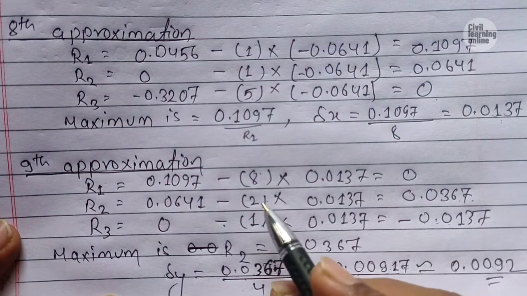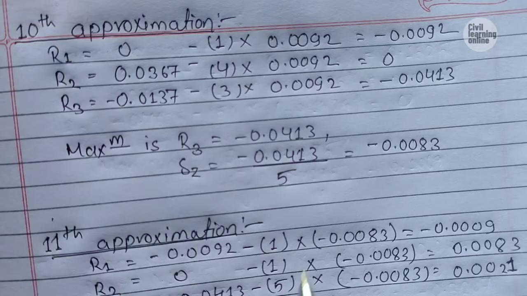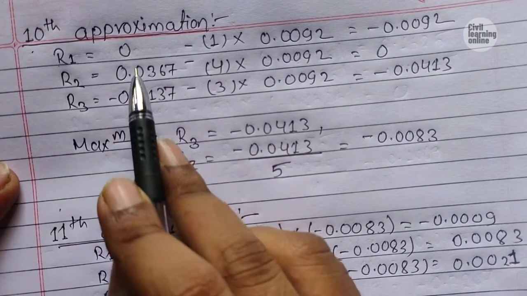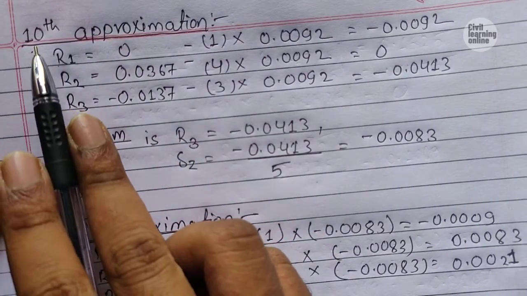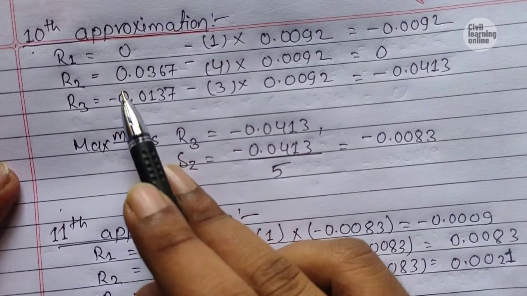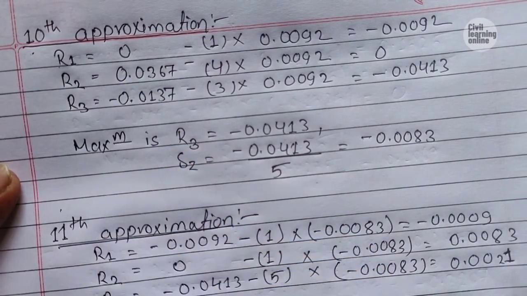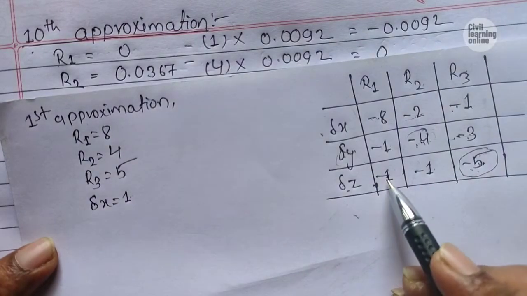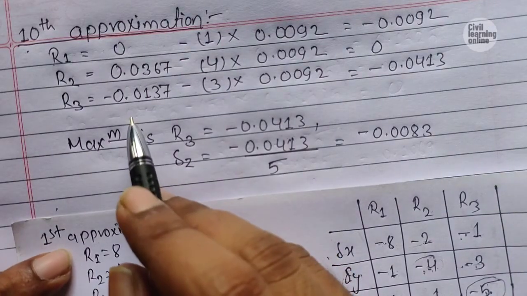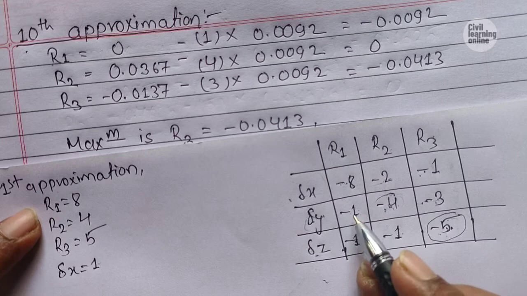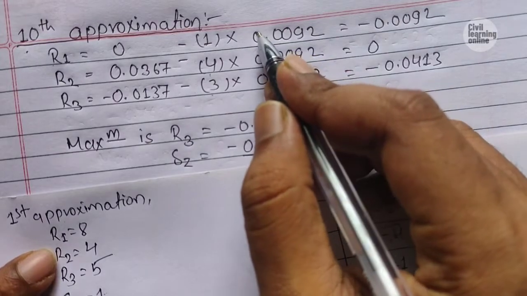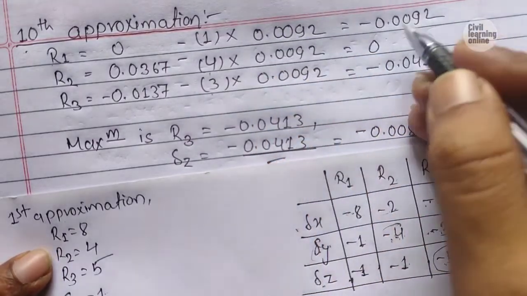Now it is time for the 10th approximation. Here comes the 10th approximation, and in the 10th approximation again we copy the values of R1, R2, R3 which we calculated in the 9th approximation. Here it is, minus sign, and sorry, in the 9th approximation we calculated del y. So we will write the coefficients of del y, that is 1, 4, 3. So 1, 4, 3, and the value of del y was 0.0092. On solving this we will get this value.